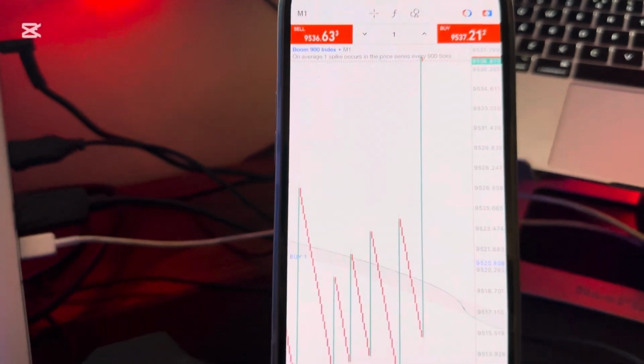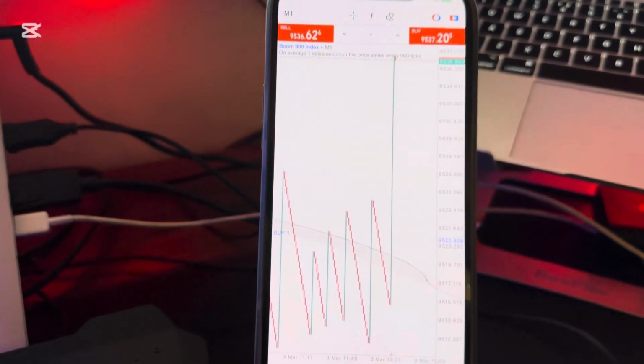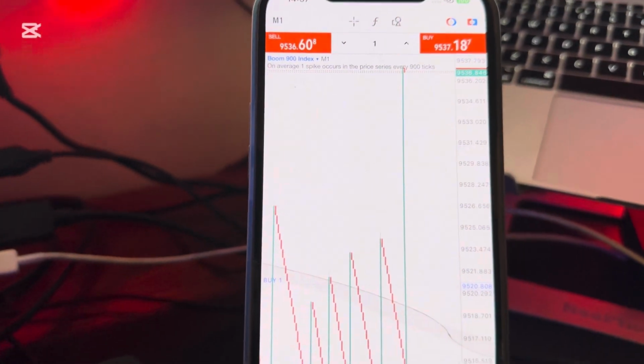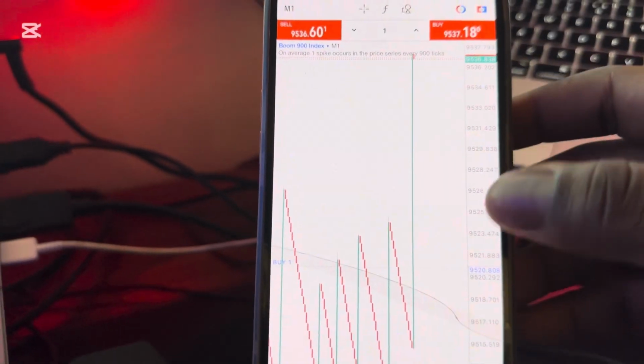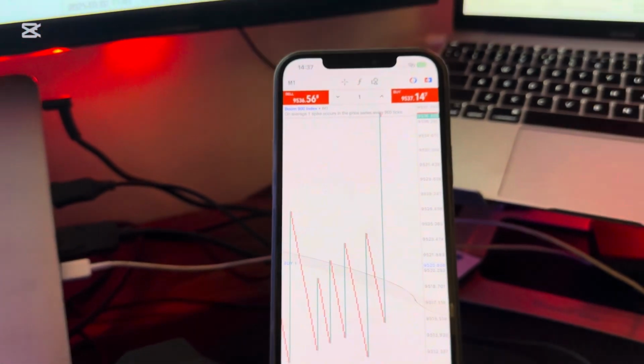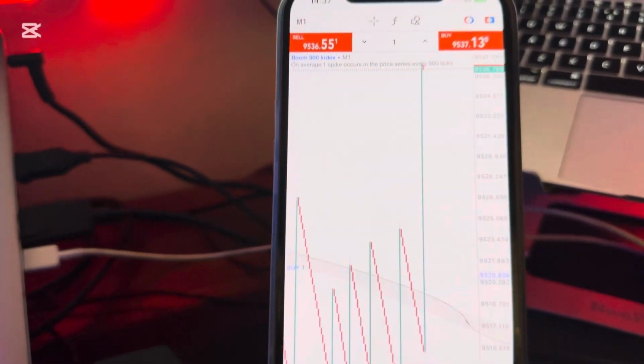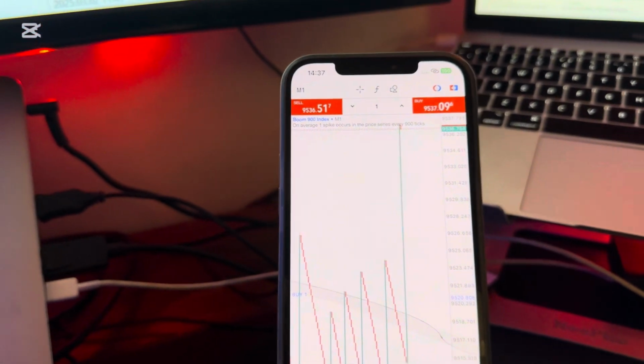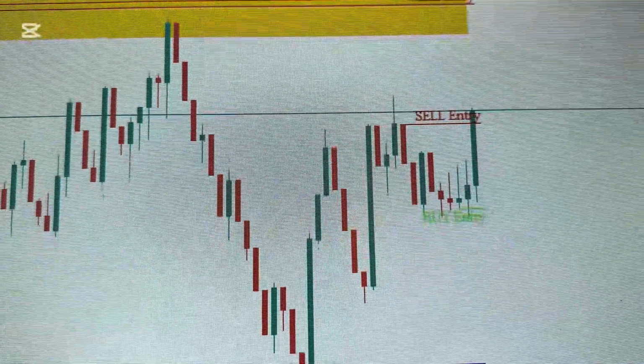So those of you that have been asking, does the indicator catch spikes? I don't know which other spikes you can catch without this strategy. Look at that, guys. This spike is so big. This Boom 900, look at it. Look at how far it's been pushing, guys.